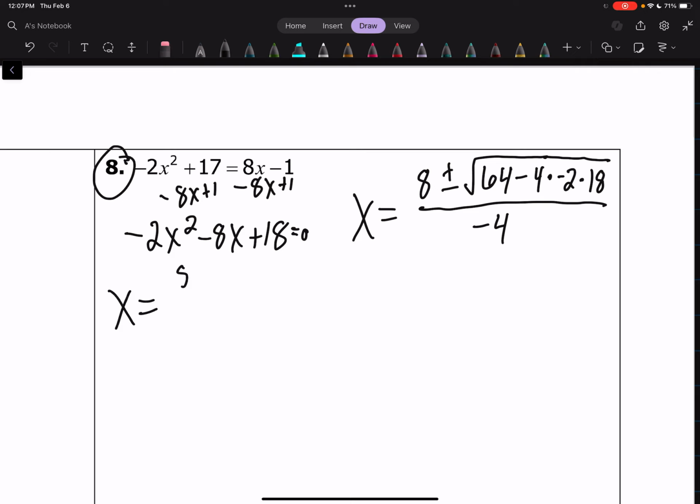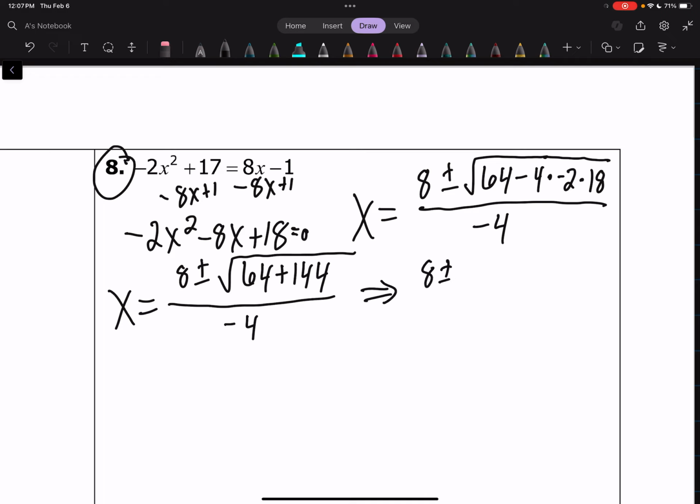Let's simplify this radical. So I'm going to have 64 minus 4 times negative 2 times 18. Well, negative 4 times negative 2 is positive 8 times 18 is 144. So I have 64 plus 144 over negative 4. What this is: 8 plus or minus the square root of 208 over negative 4. Now you've run into a problem.